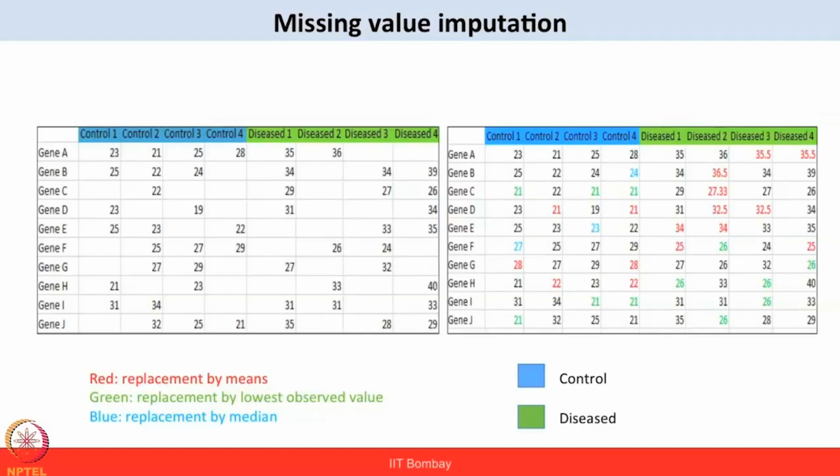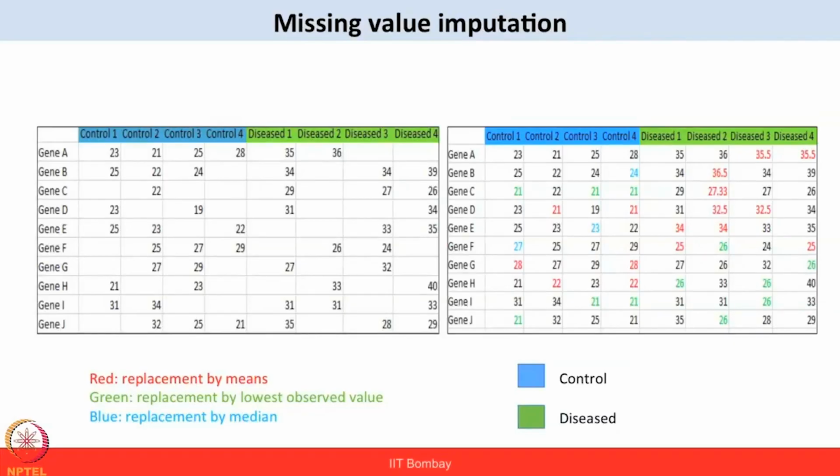Again, if you look at the replacement by median, highlighted in blue color, for gene E the control samples have the values 23, 25 and 22. These are the values of the control samples. So we can impute the missing value by the median, using 23 for gene E in the control 3 sample. So this is the method of median based missing value imputation.